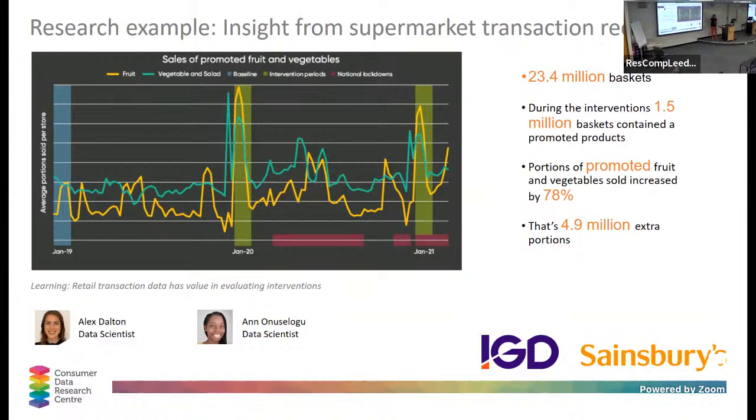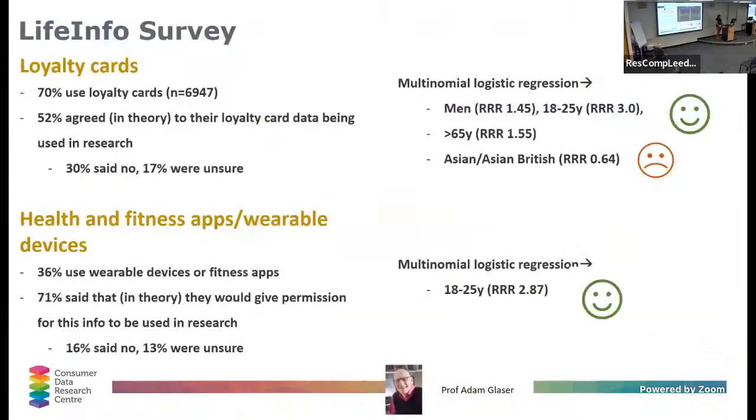But we've been able to then go on from this and look at impact on the wider basket, do interrupted time series analysis. So this is just some of the really early stuff. But just to give you a flavour, that was analysing 23.5 million baskets, which contained 1.5 million baskets of the promoted items, and all of this resulted in 4.9 million extra portions. So it's huge, and that's from 101 stores that ran the trial in both years. There were more data to start with before we distilled it down.